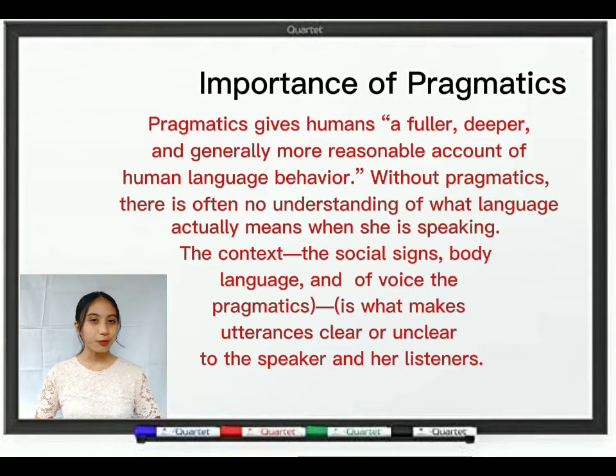The importance of pragmatics. David Lodge, writing in Paradise News, says that pragmatics gives humans a fuller, deeper, and generally more reasonable account of human language behavior. Without pragmatics, there is often no understanding of what language actually means, or what a person truly means when she is speaking. The context, the social signs, body language, and the tone of voice, it is pragmatics that makes utterances clear or unclear to the speaker and her listeners.